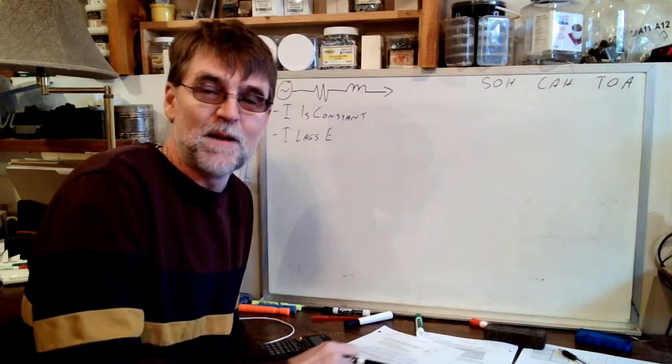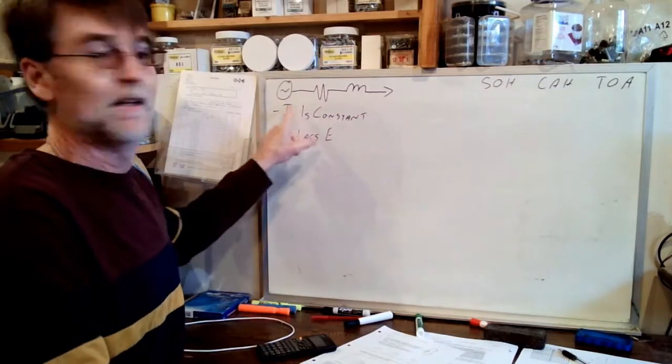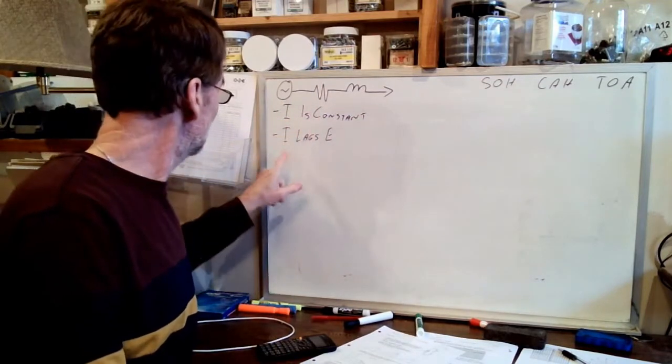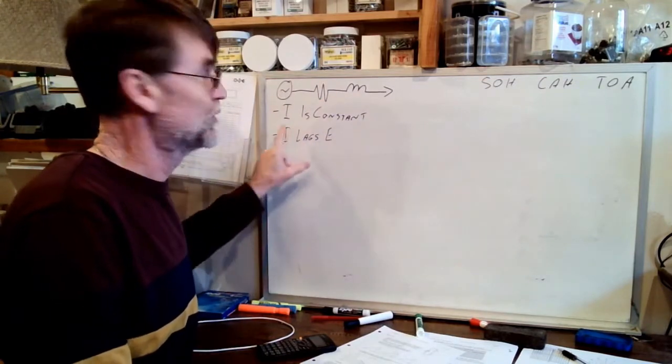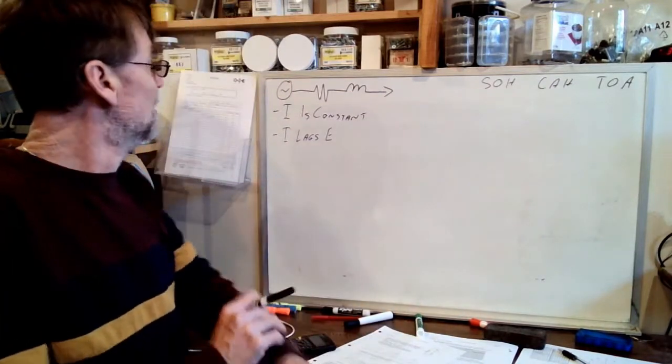All right, so let's put some numbers on this and see what happens. I've drawn things a little bit smaller. We know that I is constant, current is constant. We know that the current lags the voltage. So those are the two rules. I've put SOHCAHTOA up here because we're going to be using this now.